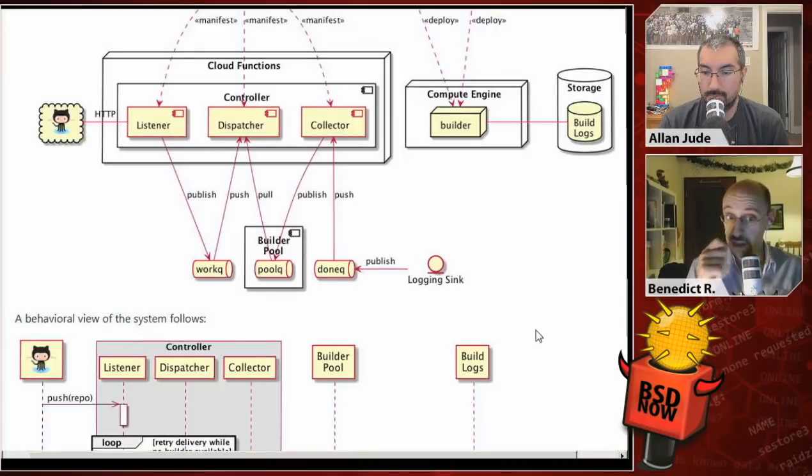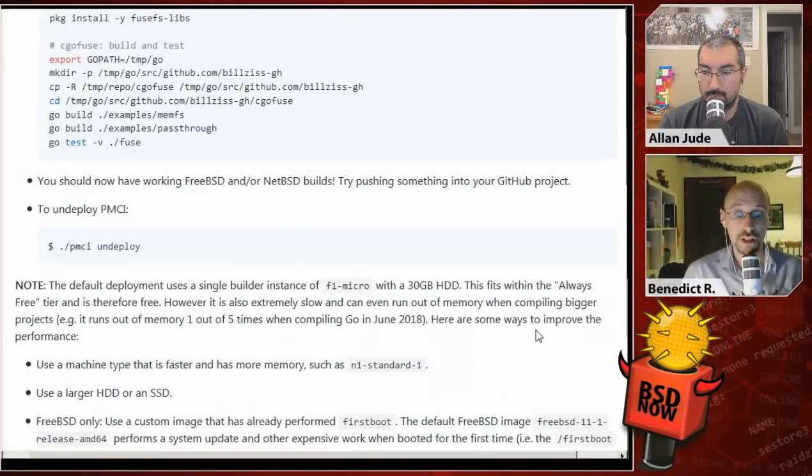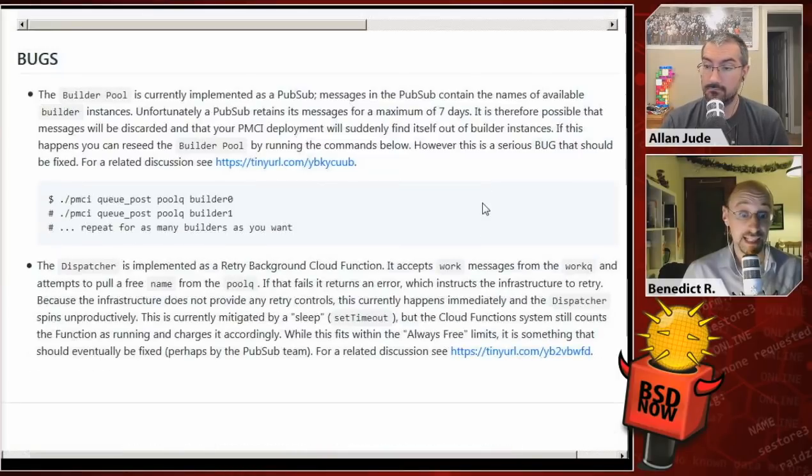The builder pool is currently implemented as a Pub/Sub. Messages in the Pub/Sub contain the names of available builder instances. Unfortunately, a Pub/Sub retains its messages for a maximum of 7 days. It is therefore possible that messages will be discarded and that your PMCI deployment will suddenly find itself out of builder instances. If this happens, you can reseed the builder pool by running the commands below. However, this is a serious bug that should be fixed, and for a related discussion, there's a little link here. So then you would run your 3 commands to actually rebuild this.